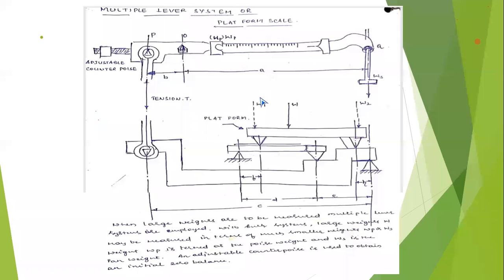of the multiple lever system. This type of weighing machine you can see in the wholesale vegetable market and wholesale mandi, where you can weigh more than 100 kgs or 200 kgs, or even up to a ton. So that is the advantage of using a platform scale.